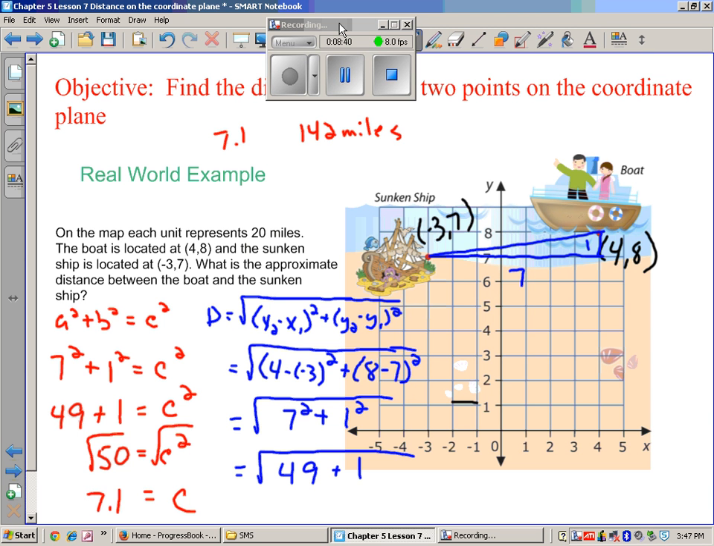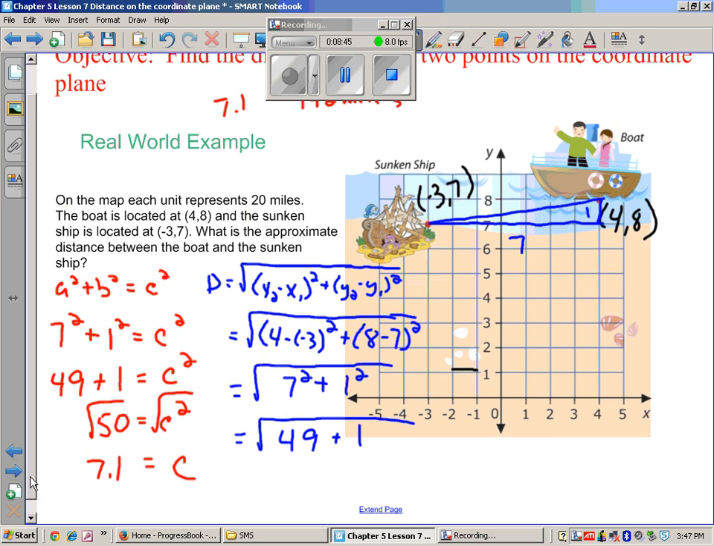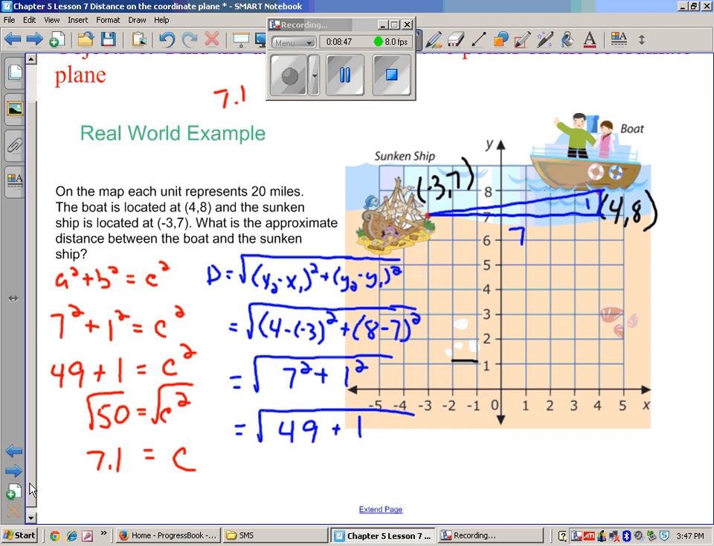Make sure you do all the stuff underneath the square root sign before you take the square root. Do the square rooting at the very end. So once again, now we have the square root of 50, which we just found out is 7.1. So as you see, using the distance formula or Pythagorean theorem will solve a distance problem on the coordinate plane.